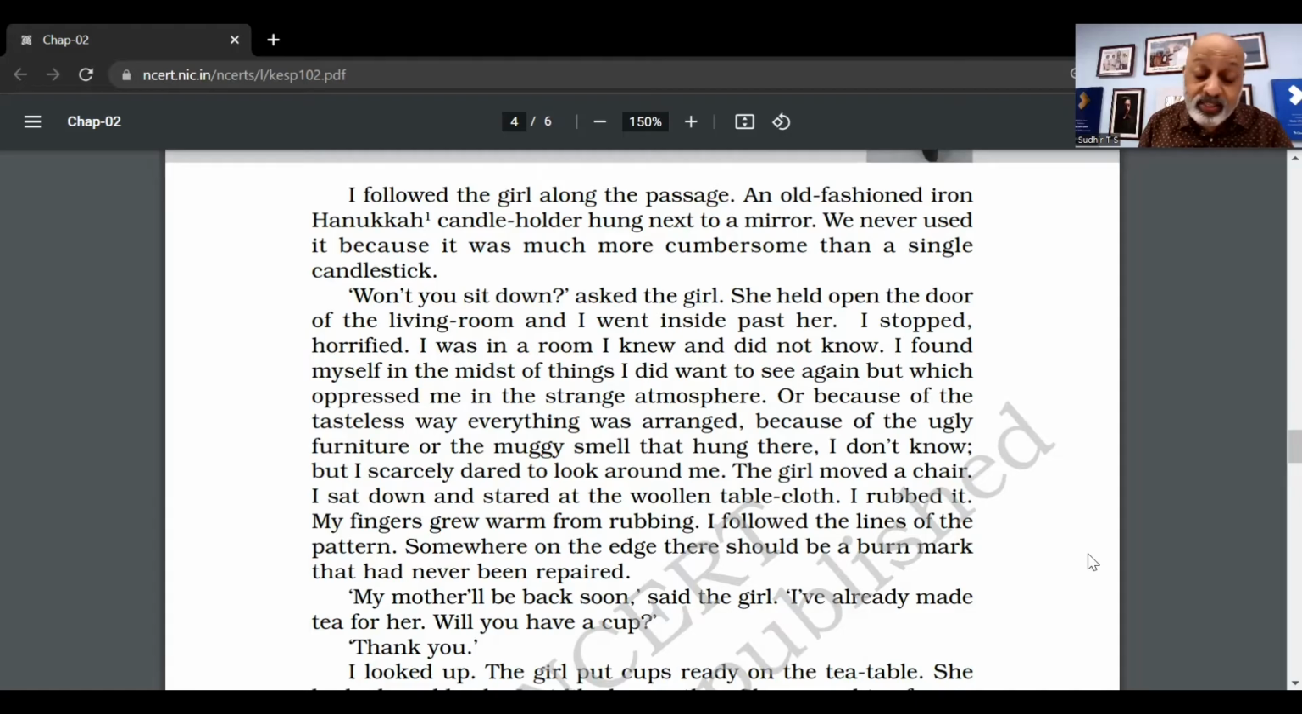"Won't you sit down?" asked the girl. She held open the door of the living room and I went inside past her. I stopped, horrified. I was in a room I knew and did not know. Now, this is important. I was in a room I knew.